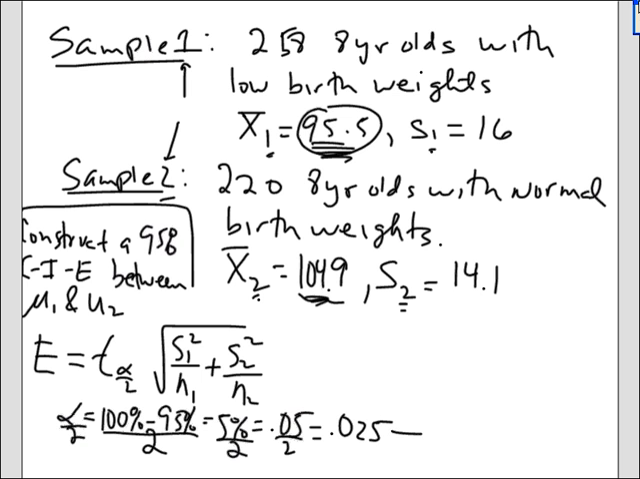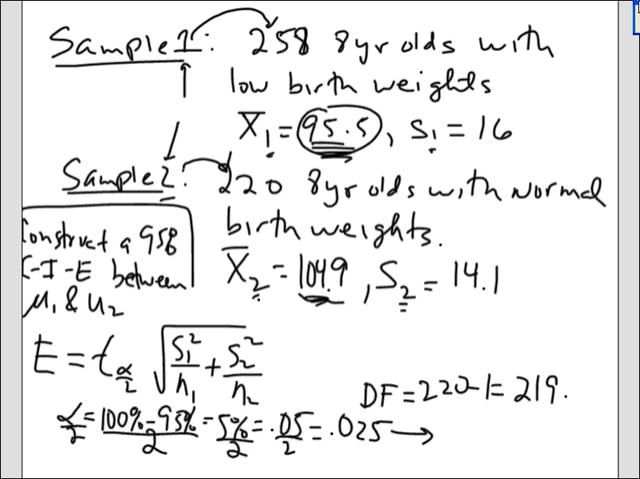And when you look up the 0.025 with their degree of freedom, well, N1, sample 1, is 258, and sample 2 is 220. 220 is smaller. So when you take away 1 from 220, you'll get smaller than when you take away 1 from 258. So the degree of freedom is 220 minus 1, which is 219.